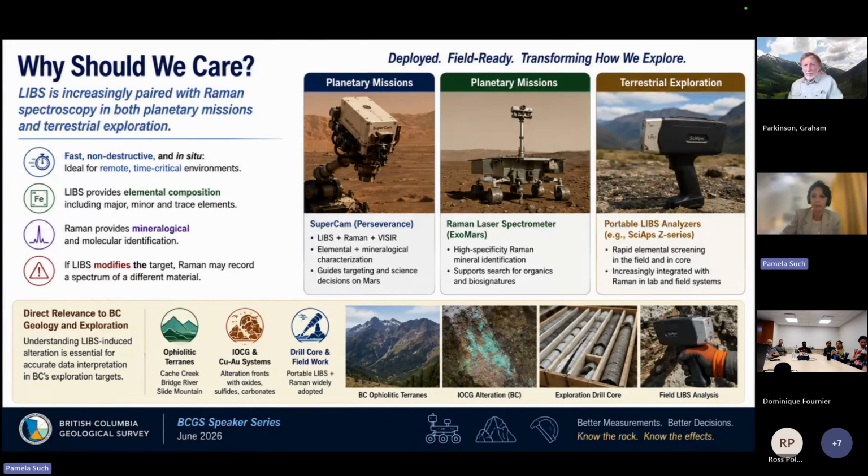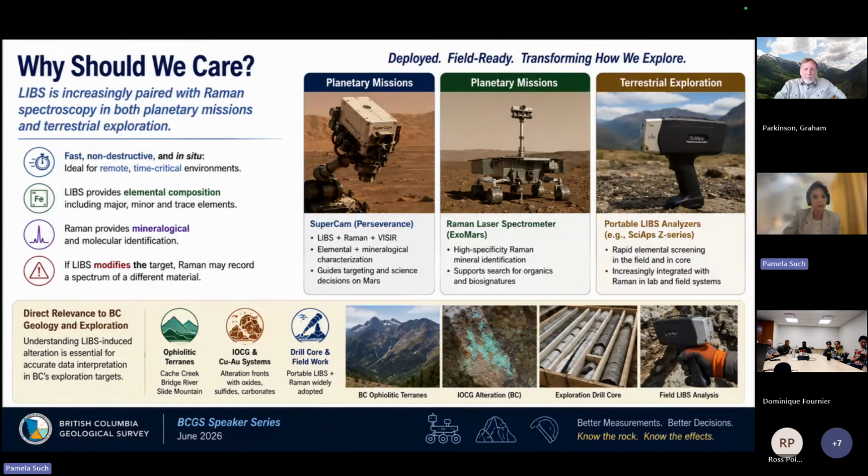And for terrestrial exploration, we use it in mining, with portable LIBS and portable Raman, more and more today. Raman is fast, non-destructive, and in situ, ideal for remote, time-critical environments. But LIBS is destructive and provides elemental compositions, including major, minor, and trace elements. I will show you why LIBS is destructive during this talk. Raman provides mineralogical molecular identification, while LIBS, as we confirmed during this experiment, modifies the target. And Raman might record a spectrum of a different material.